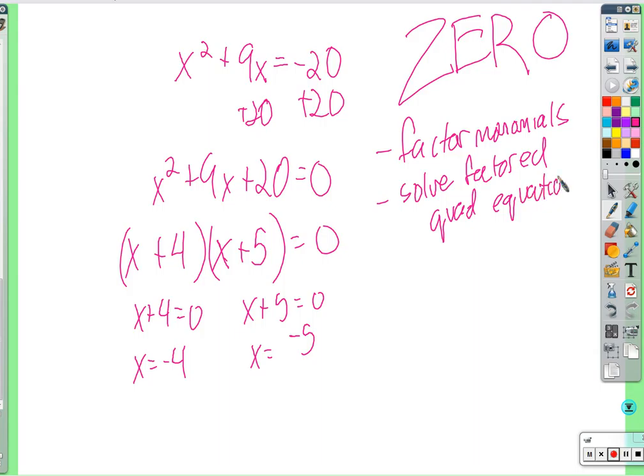Factor monomials. Solve factor quadratic equations. Solve by factoring.